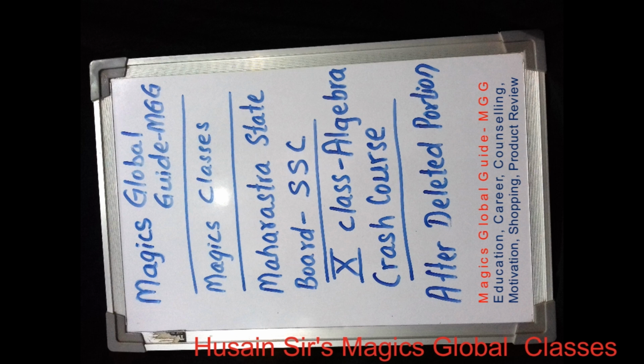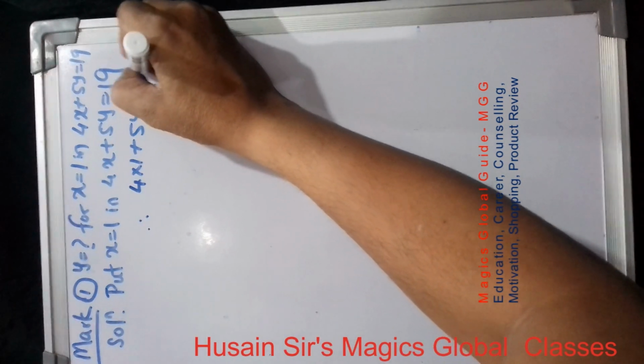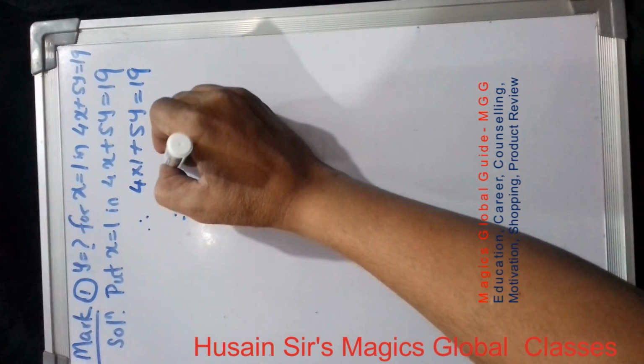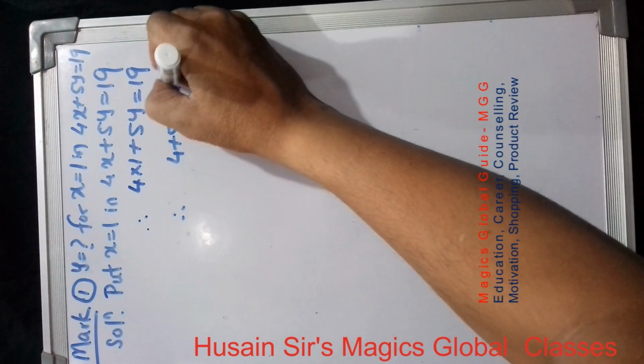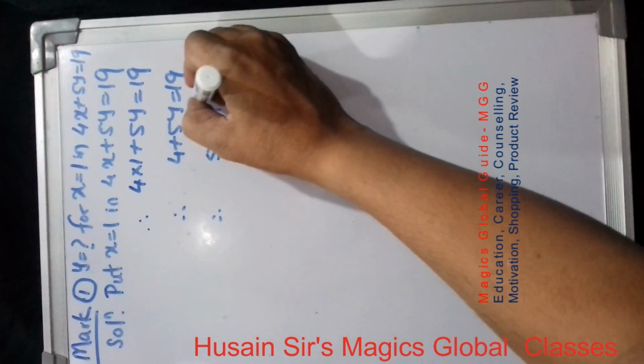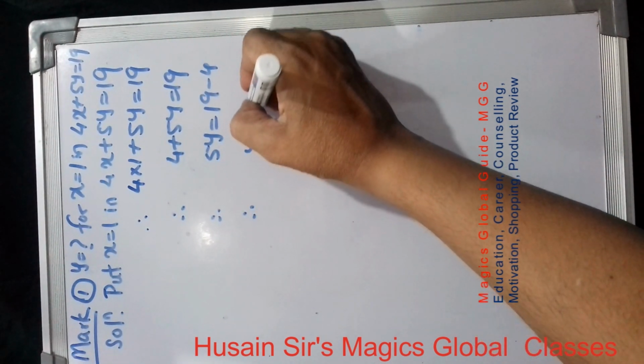Maharashtra State Board SSC Algebra Linear Equation in Two Variables. 1.1 or 1 mark questions. The first question is, the question may be given to right answer or it may be given with option or without option.